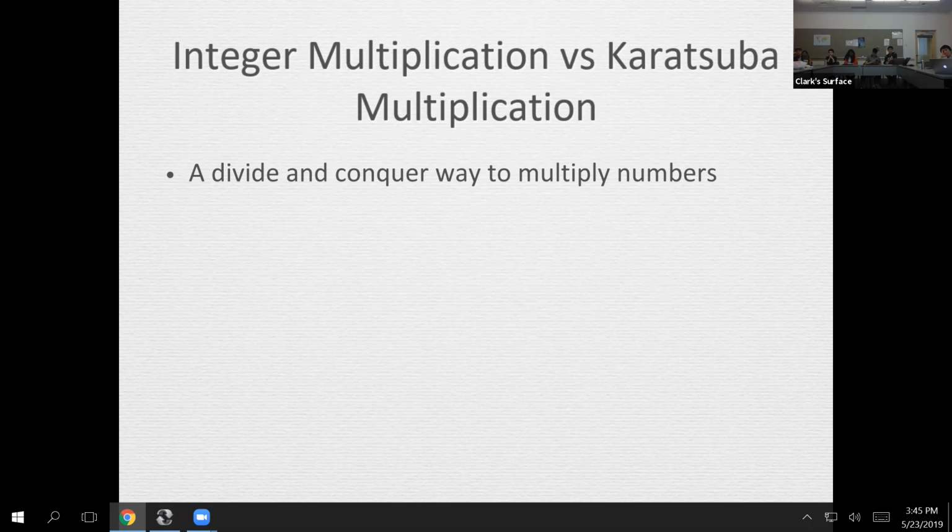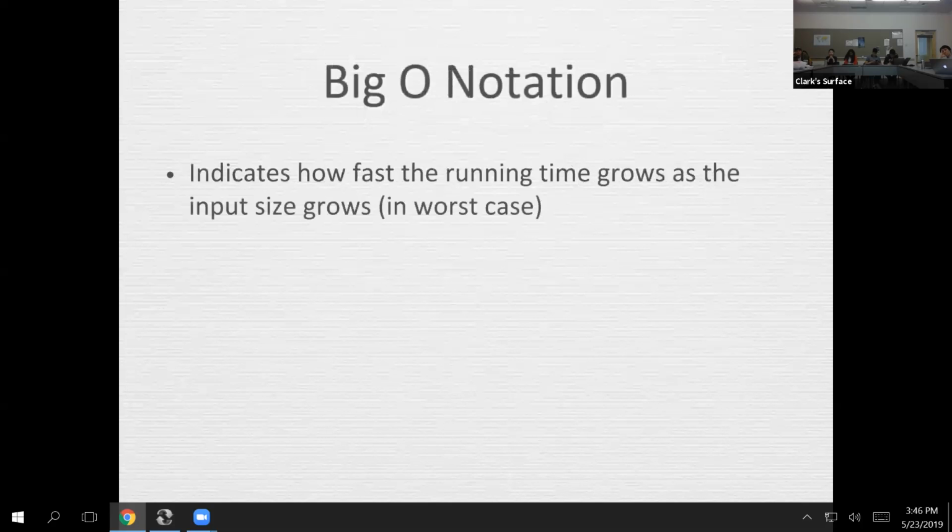So we've talked about Karatsuba multiplication. It's just another way to multiply numbers in arrays, and it's using a divide and conquer method.